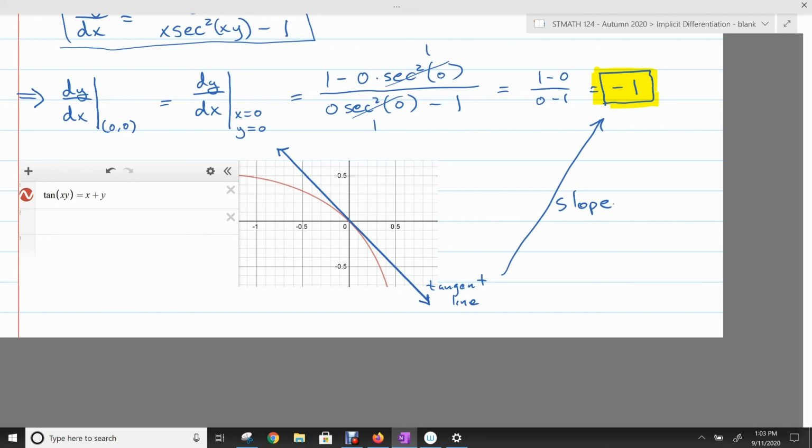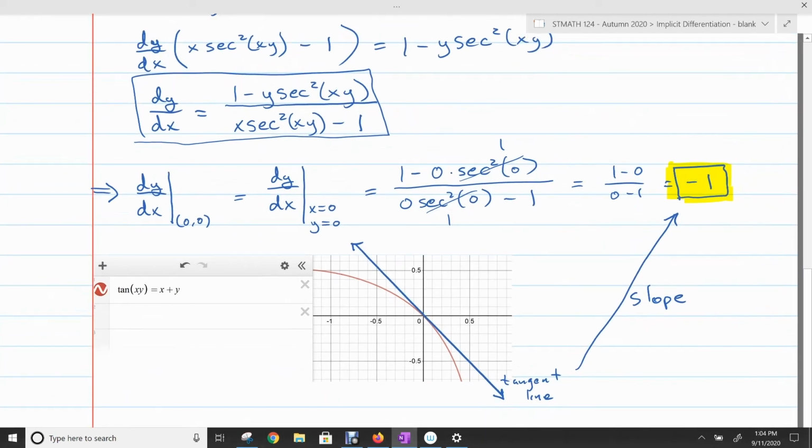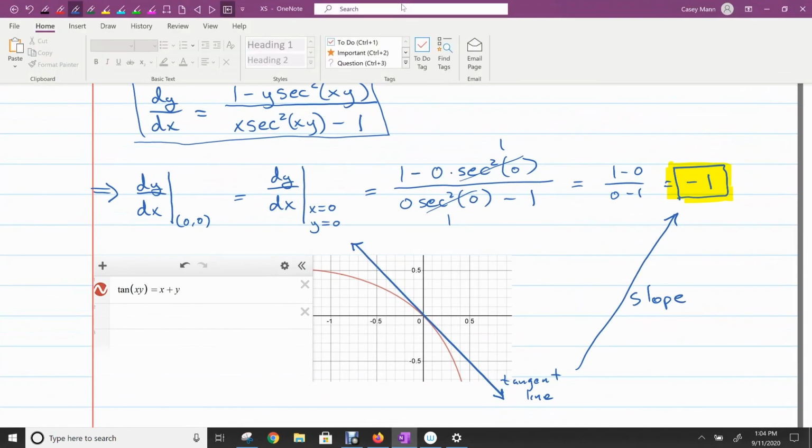Our derivative is still doing the same thing it always did. It gives you the slope of a tangent line to a curve at a given point. But when you're dealing with an equation, it ends up being a bit more complicated. Okay, let's see another example along these lines.